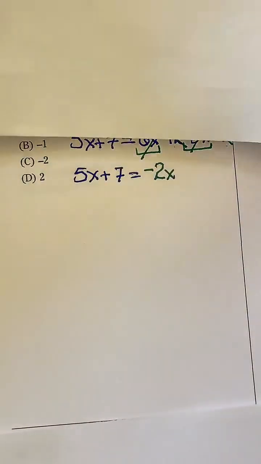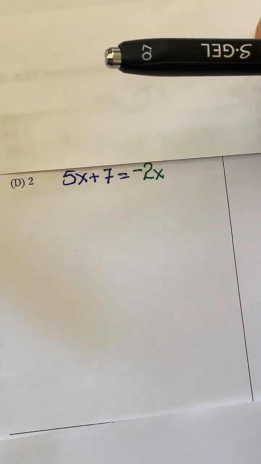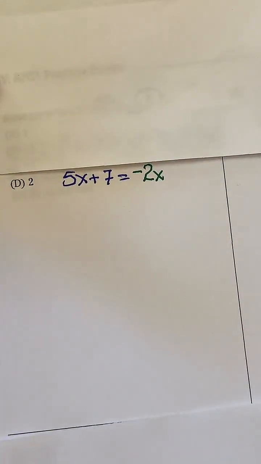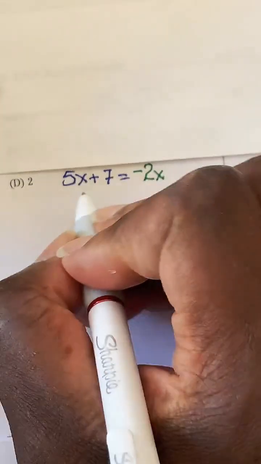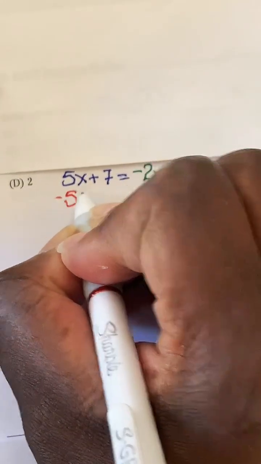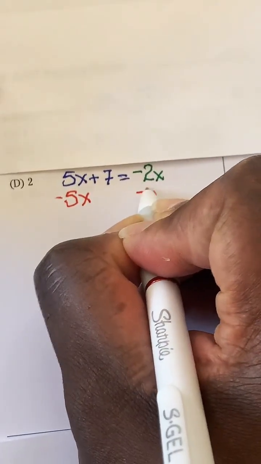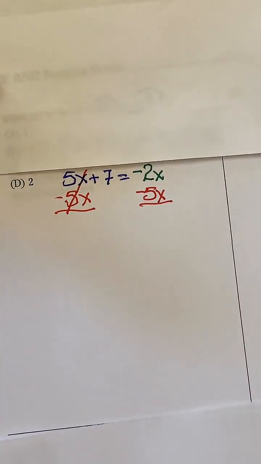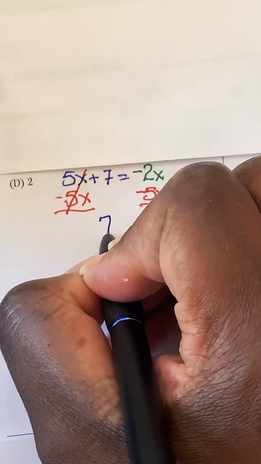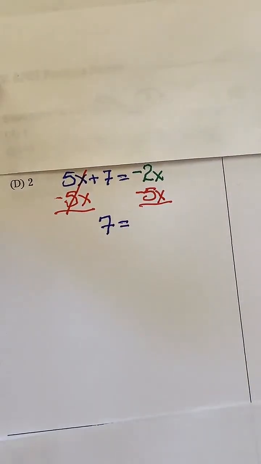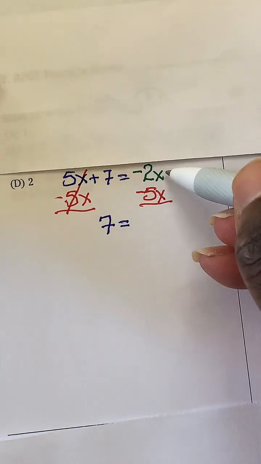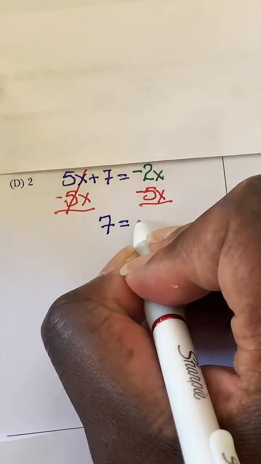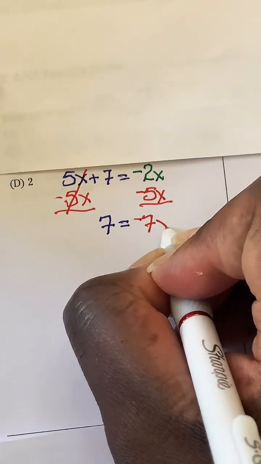So now let's cover up this so you can focus on this line. We need to get all our x's on one side of the equal sign. So if you want, we could subtract the 5x on both sides. So the 5x's will cancel out. What's left on the left-hand side is my 7. And now I have negative 2 minus 5x. That gives me a negative 7x.